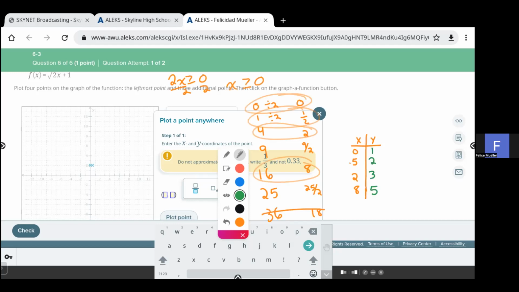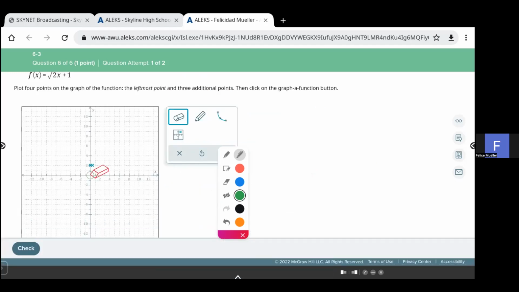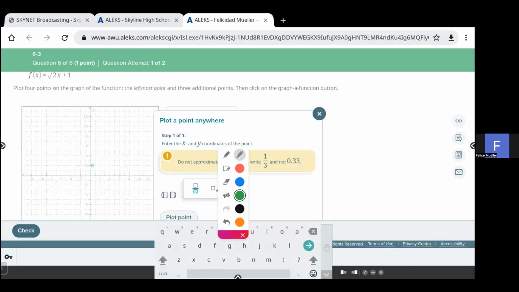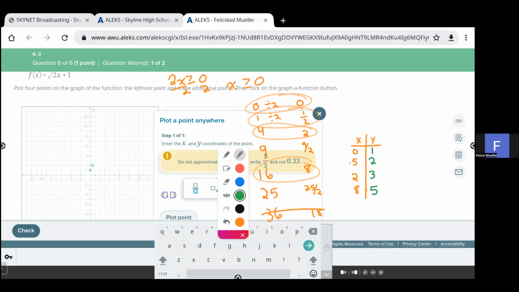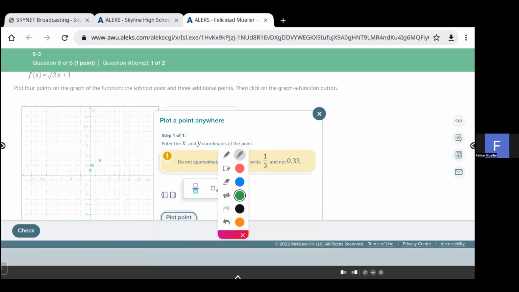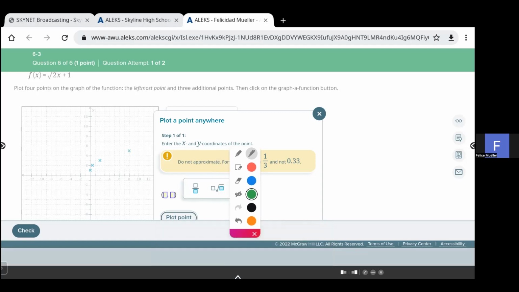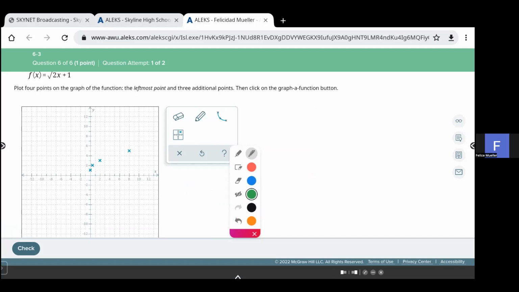Oh, I messed up on plotting. I need to erase this first one. So I need 0, 1. I put 0, 2 for some reason. No, that's better. All right. The next is 2, 3. And then we have 8, 5. Point close, draw it, and hit check.